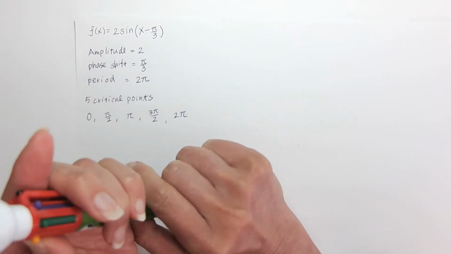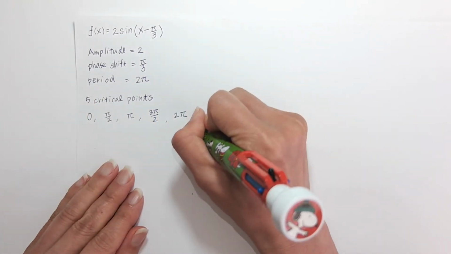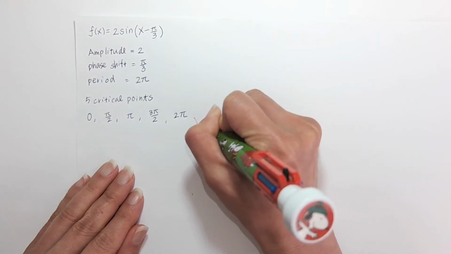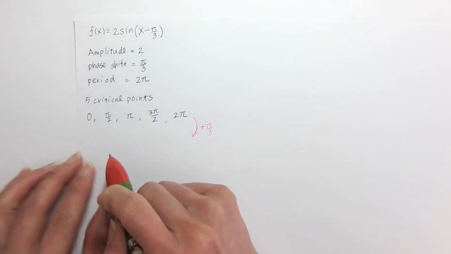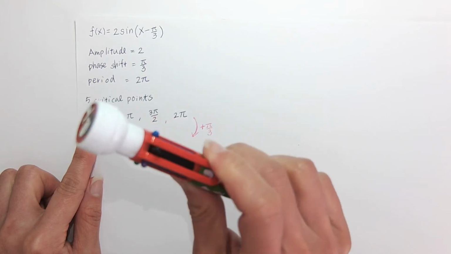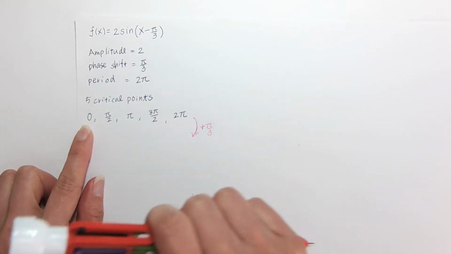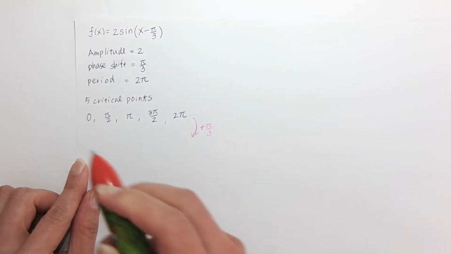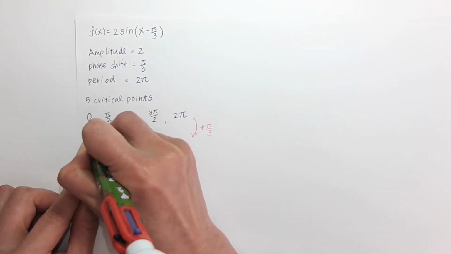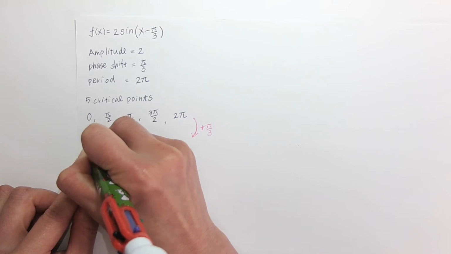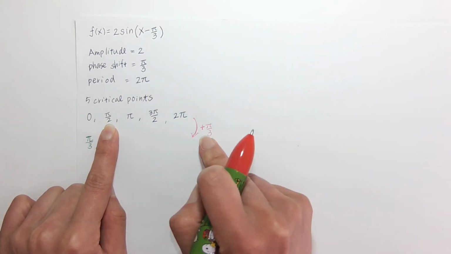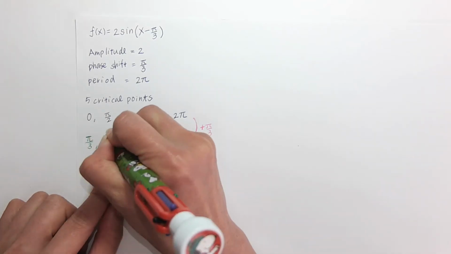Because we're doing a phase shift of pi over 3, we're going to be adding pi over 3 to each of these 5 critical values to get our new critical points. So we're going to take 0 and add pi over 3 to that. That's going to give us pi over 3. I'm now going to take pi over 2 and add pi over 3 to that. That's going to give me 5 pi over 6.